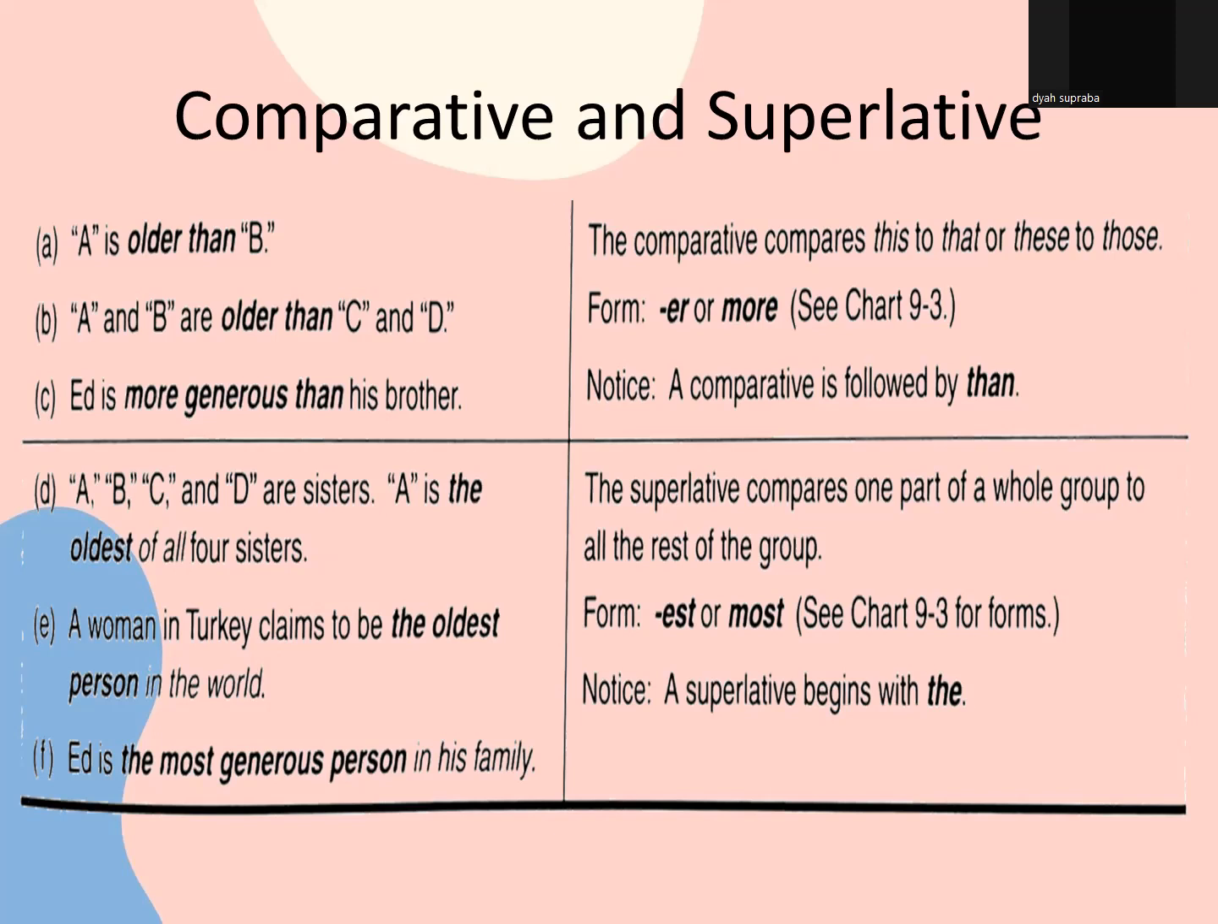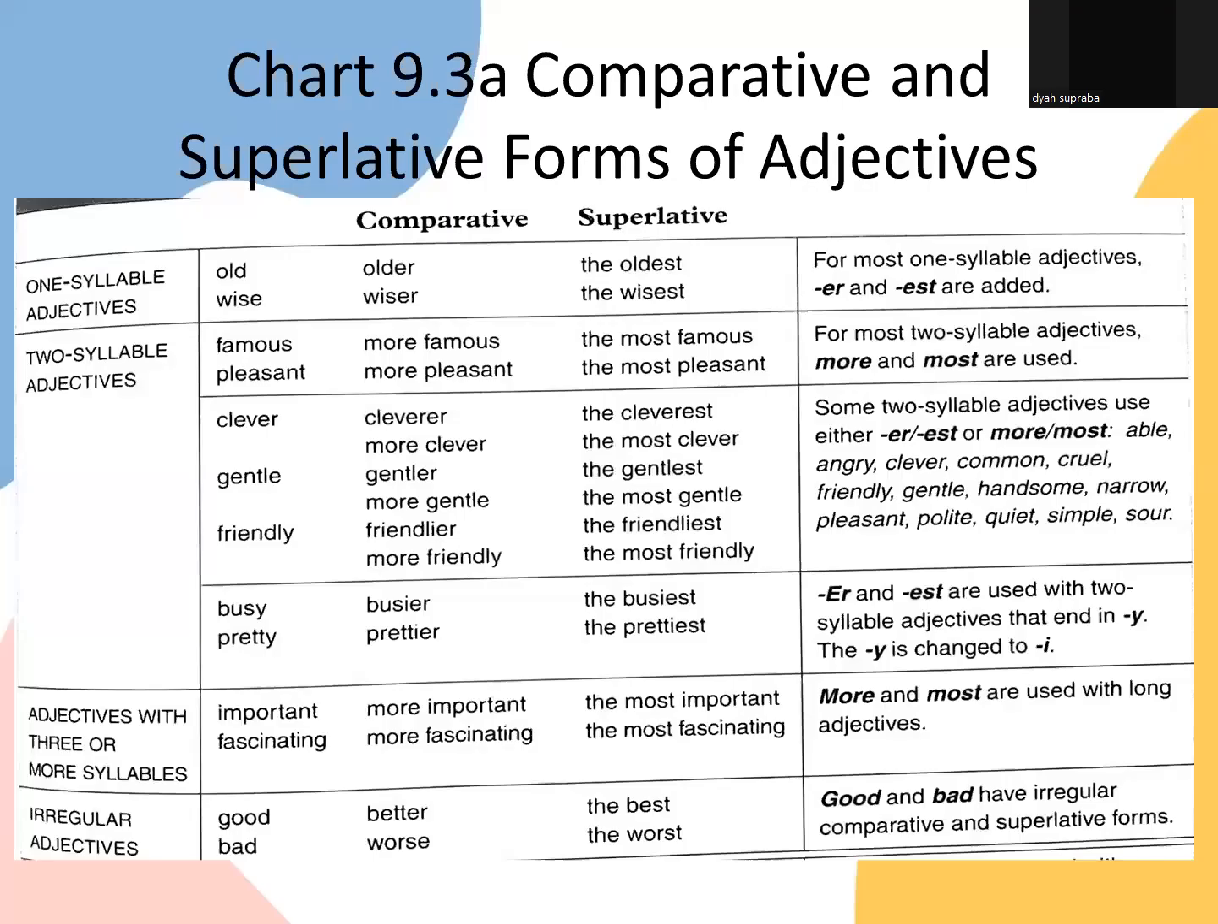Now, don't forget, when we use comparative, it will be followed by than. A is older than B, Ed is more generous than his brother, yeah. And then when we use superlative, the superlative will begin with the. A woman in Turkey claims to be the oldest person in the world. Example F, Ed is the most generous person in his family.